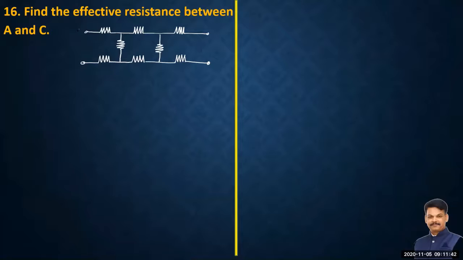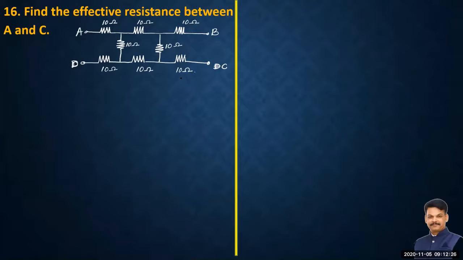Yes, here there are 4 terminals: A, B, C and D, and there are around 8 resistors, and all these resistors are of the same value. Assume that each of them is of 10 ohm value. Then you have to find the effective resistance between A and C. I will make D here and C here. So all are of 10 ohm value.